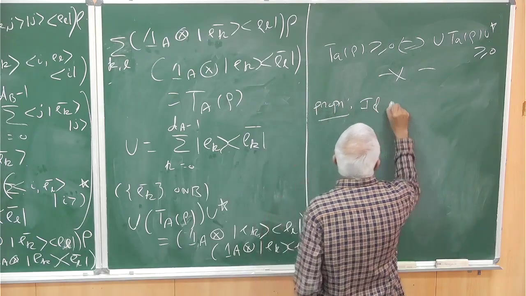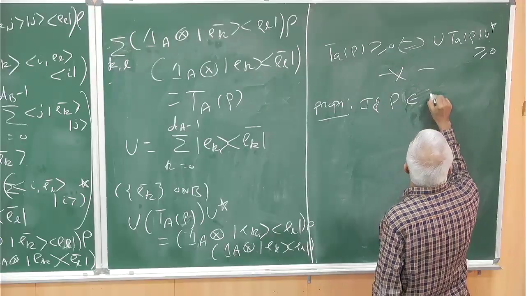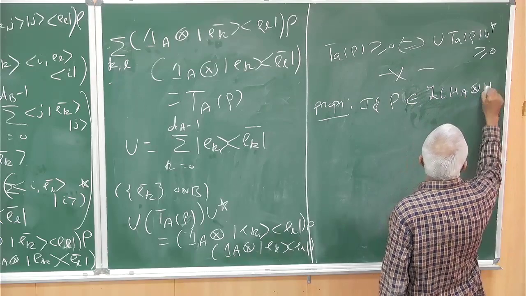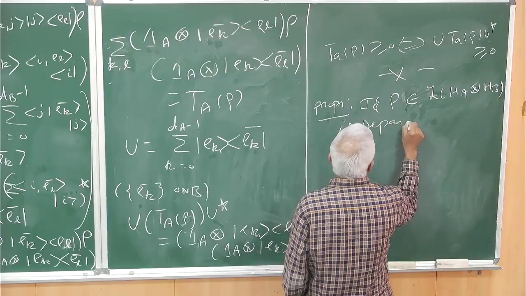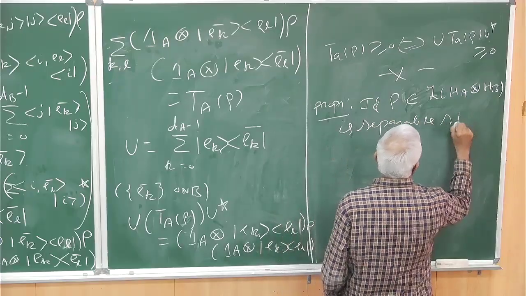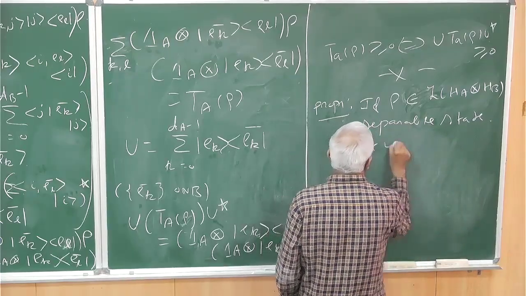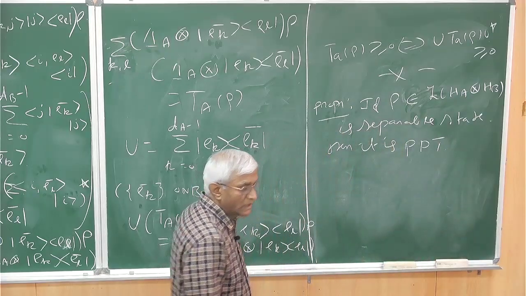Now we make another proposition. If rho in L of HA tensor HB is a state and it is separable, then it is PPT. Proof.